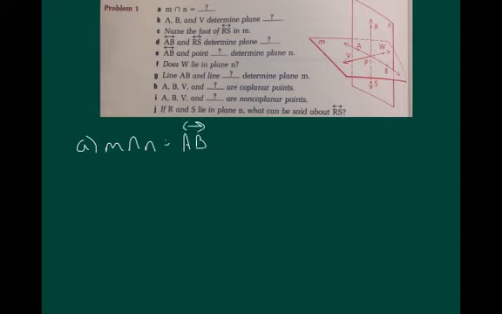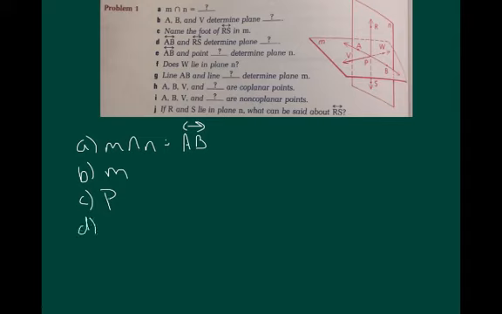Okay, let's take a look at part B. A, B, and V determine what plane? Well, point A, point B, and point V are three non-collinear points, so they do determine a plane, and since they're all on the same plane, M, they determine plane M, as in Mary. Part C: name the foot of line RS in plane M. Well, the foot of RS in plane M is going to be point P.